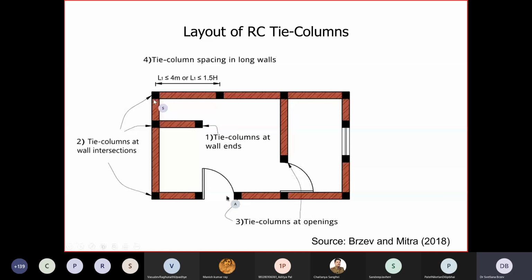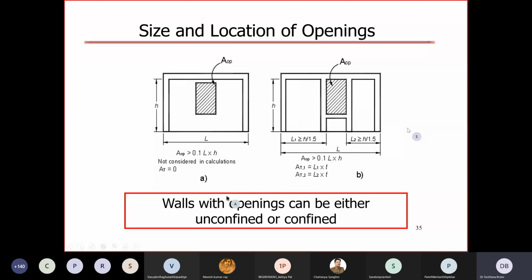I've already explained, this slide was shown before, but I'm showing it here because this is in the context of an important factor that influences the behavior of confined masonry buildings in earthquakes. And one of the key aspects is the provision of tie columns at the openings, such as windows and doors, among others. So this is regarding size and location of openings.